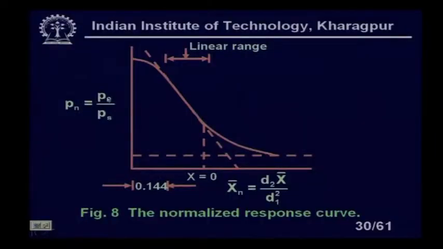The normalized response curve is shown in figure 8. What is the figure 8? Let us look at it very carefully. This is a normalized response curve. This is our plot Pn, normalized output, by input Po by Ps. Xn bar, this is also plotted in the x axis, which is D2 x bar by D1 square, right. This graph is very important, this will control the entire position. You see here, if I come down, so obviously what will happen, if I come close to the nozzle, when the flapper moves close to the nozzle, you will find that the output pressure increases, which is supposed to be. So, this is a normalized response curve. From this curve, we will do so many other things.